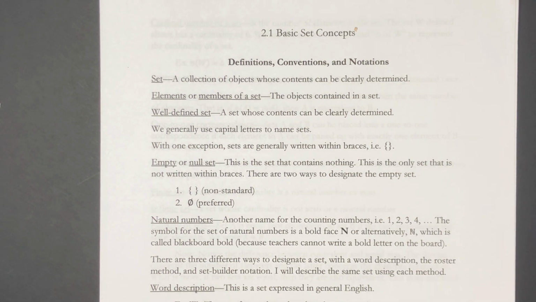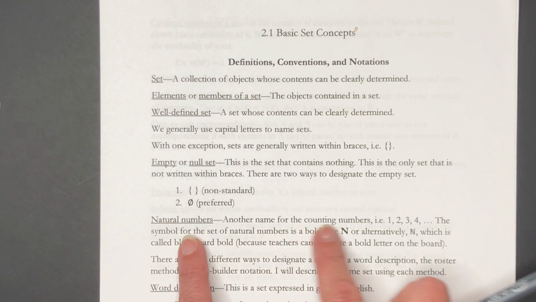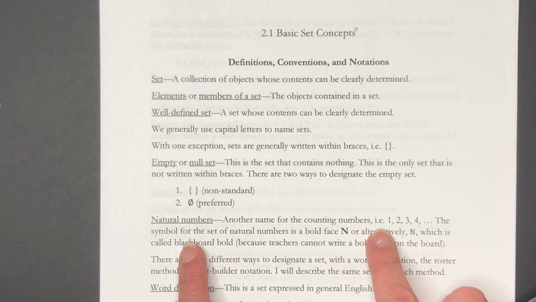Now we need to talk about natural numbers. Natural numbers are just the counting numbers. They start at 1 and they go up by 1 every time. 1, 2, 3, 4, and so on. And they go on and on forever.